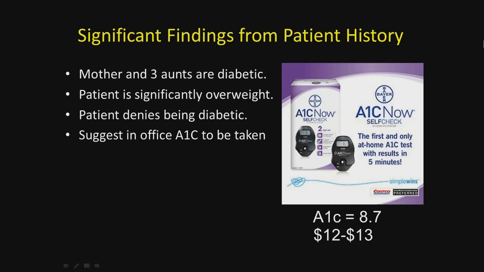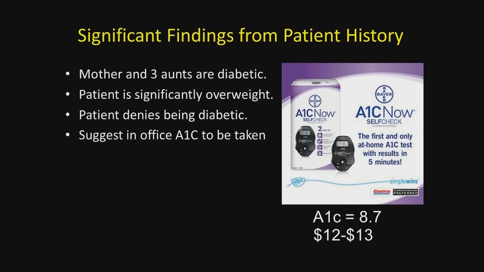Significant findings from the patient history. The mother and 3 aunts are diabetic, so there's a strong family history, and it is a gender-sensitive situation. The patient is significantly overweight, so now we're getting the idea that we may be dealing with a diabetic patient. But the patient denies being diabetic, so I would suggest doing an in-office A1C score.